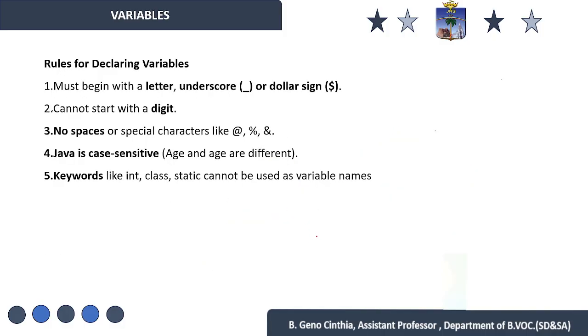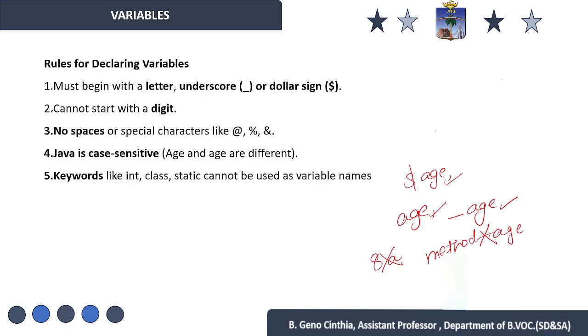Rules for declaring variables. The first rule is it must begin with a letter, underscore or dollar sign. This is possible. This is possible. This is possible. The first rule is satisfied. Second one is it cannot start with a digit. This is not possible. Third one is no space or special characters like at, percentage and ampersand symbol are used. Let us have "method age". It is not possible. There is a space, no?